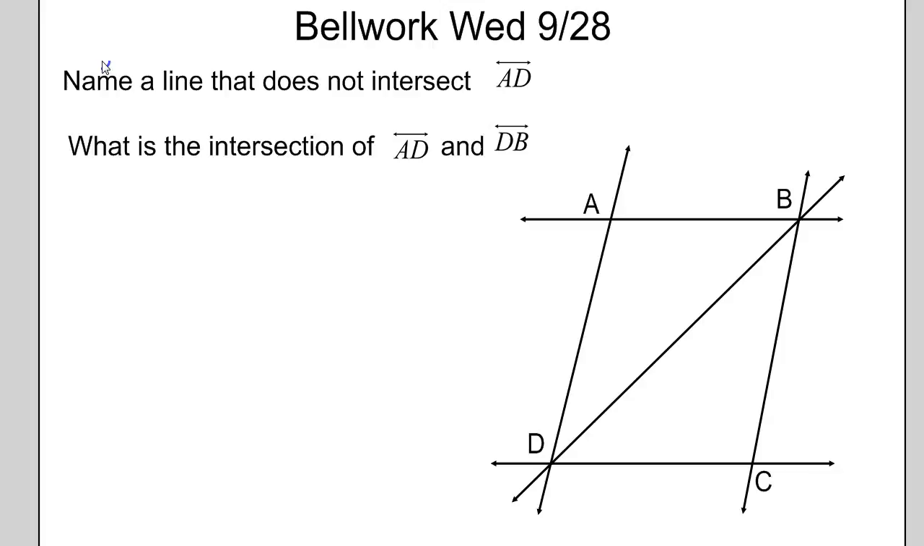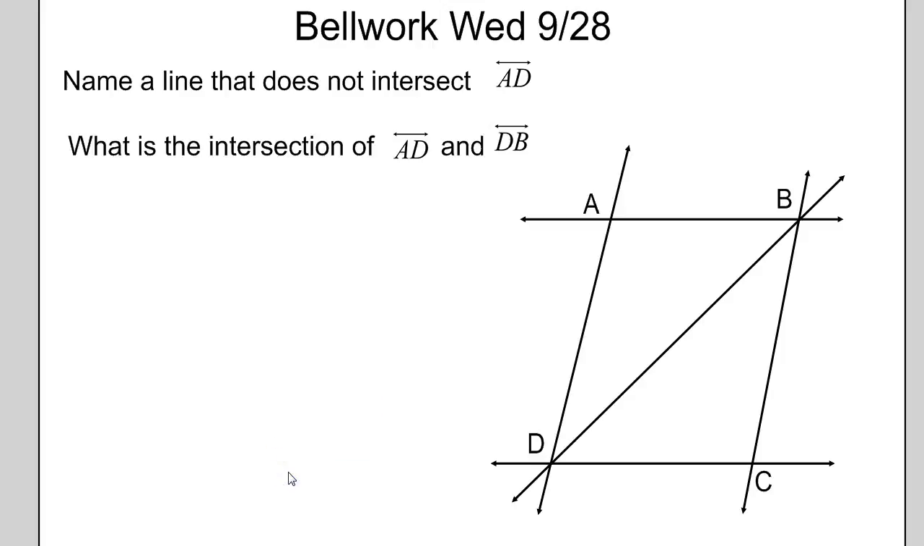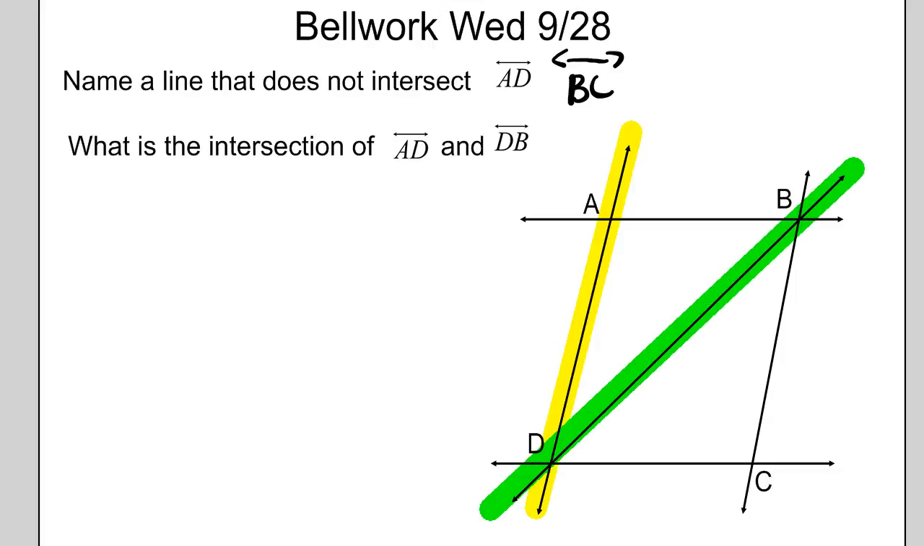All right, we're back. Let's figure out what we have. Name a line that does not intersect with AD. Well, here's line AD. What doesn't intersect with AD? How about line BC? And I'm hoping your notation looks like that. I'm going to be a stickler for notation. And then, next one, what is the intersection of AD and DB? Well, I'm going to highlight DB now, and let's go see what we have there. Here's DB. Name the intersection of that? Well, that's point D, and we name points with capital letters. Okay, that's it for our bell work.